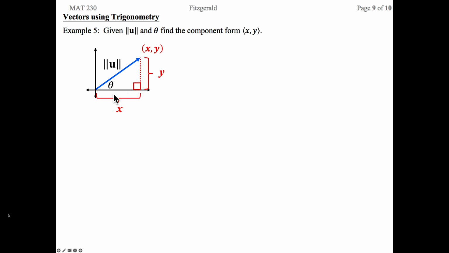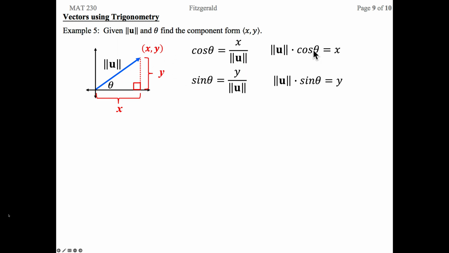So x is the adjacent side, so that's cosine of theta equals x over the magnitude of u. And here we have y is the opposite side, so sine of theta equals y over the magnitude of u. Multiply those magnitudes over to the other side, and now you have representations for x and y, and we can put that into component form.